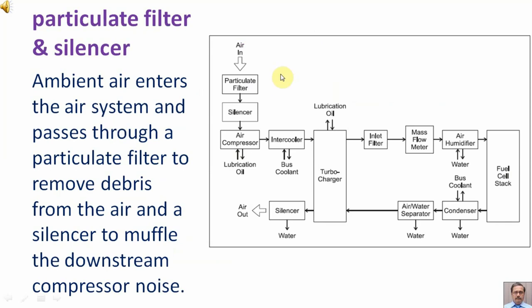Particulate filter and silencer. Ambient air enters the air system and passes through a particulate filter to remove debris from the air and a silencer to muffle the downstream compressor noise.